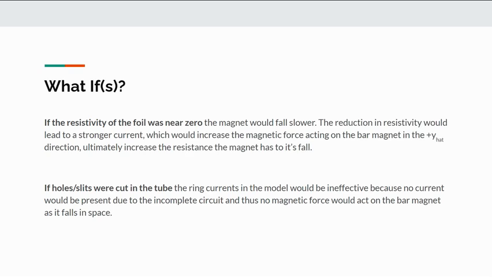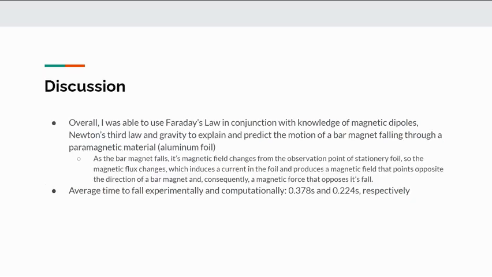What if the resistivity of the foil was near zero? The magnet would fall slower because the current would increase, and therefore the magnetic force would increase, since its magnetic force equals I delta L cross B external. And if there were holes in the tube, then the current would be blocked, and so in portions there would be no current. Therefore, the cross product delta L cross B external for the magnetic force would be zero, and therefore the force would fail to exist in some places, and so the magnet would also fall slower or faster.